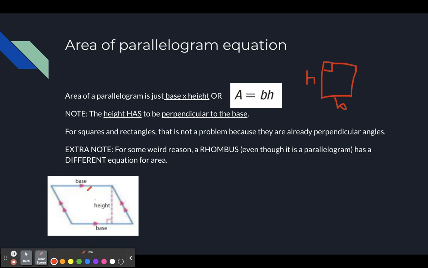However, if you take a look over here at parallelograms that are not a square or a rectangle, we see that these are not forming right angles. So the height has to be perpendicular, forming a right angle with the base.